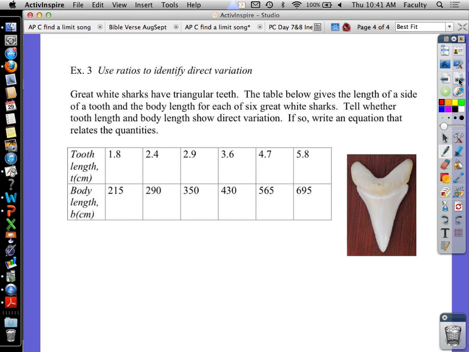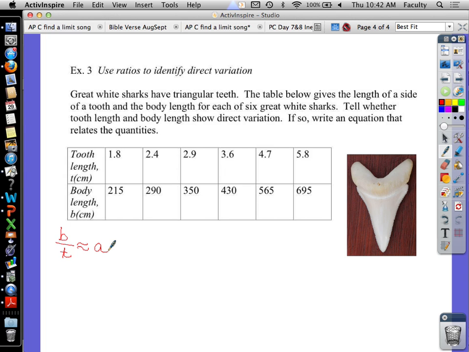All right, so you remember the experiment we did today where we measured the elbow to the wrist and then we measured our feet. If you take y divided by x, it came out to be 1 every time. So what I could do here is if I take the body length divided by the tooth length, and it equals some constant, then I have direct variation. Okay, just like the experiment we did today.